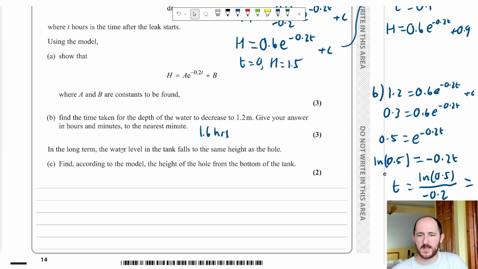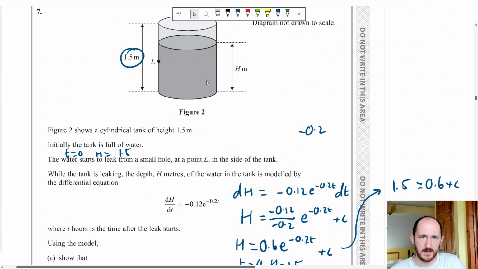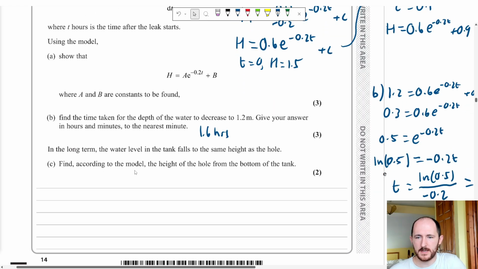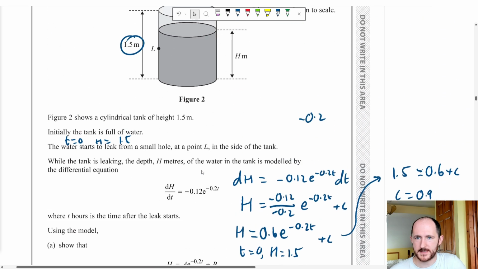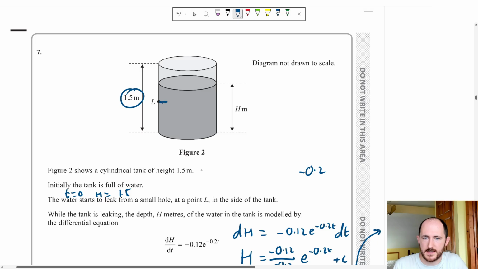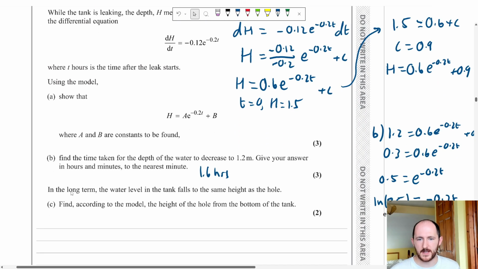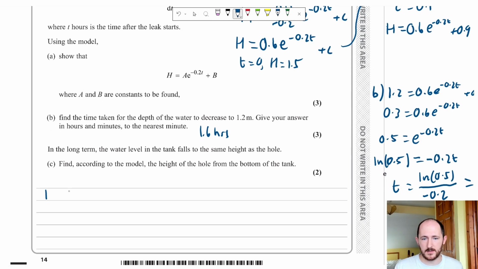Anyways, in the long term, the water level in the tank falls to the same height as the hole, which makes sense. Find, according to the model, the height of the hole from the bottom of the tank. So we're trying to find out what this value of h is. Now it says in the long term, so after a really long amount of time. So if we just sub this in quickly.